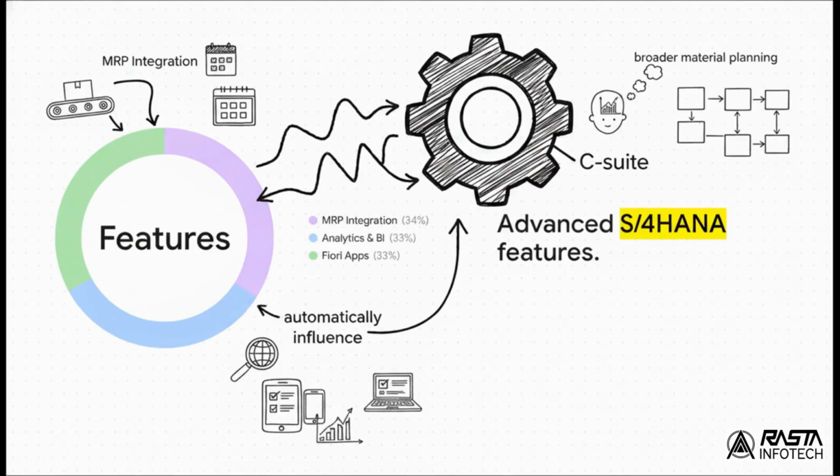Second, analytics and BI. We are talking about real-time dashboards for reservation tracking, literally giving the C-suite a live pulse on inventory allocation. And finally, Fiori apps. These provide super user-friendly, highly intuitive interfaces for creating and managing reservations across any device. This completely elevates your entire supply chain management.